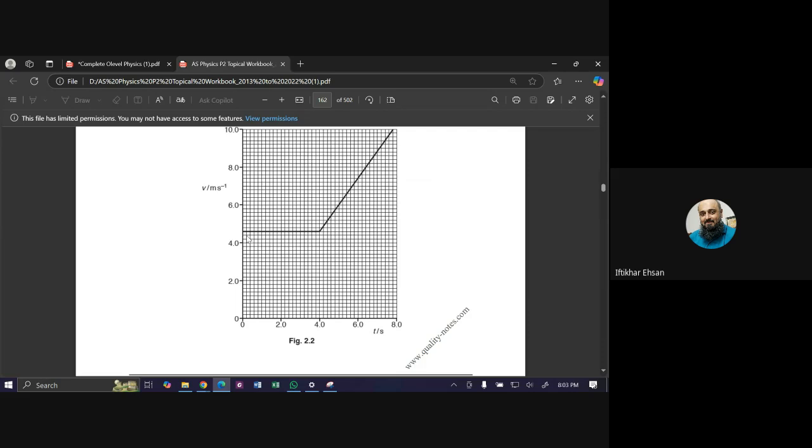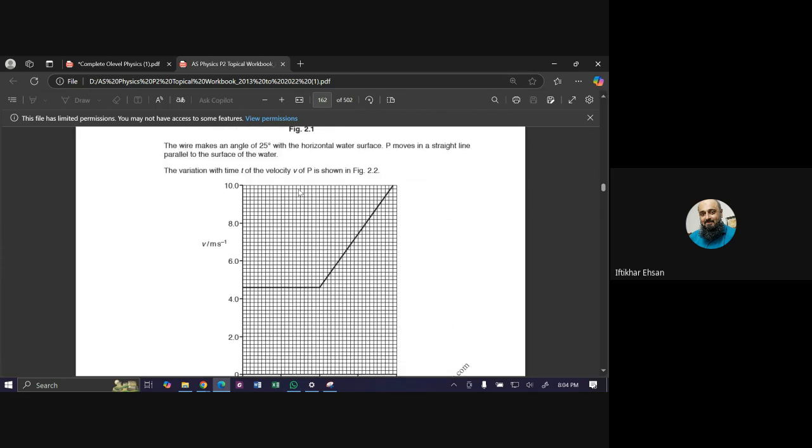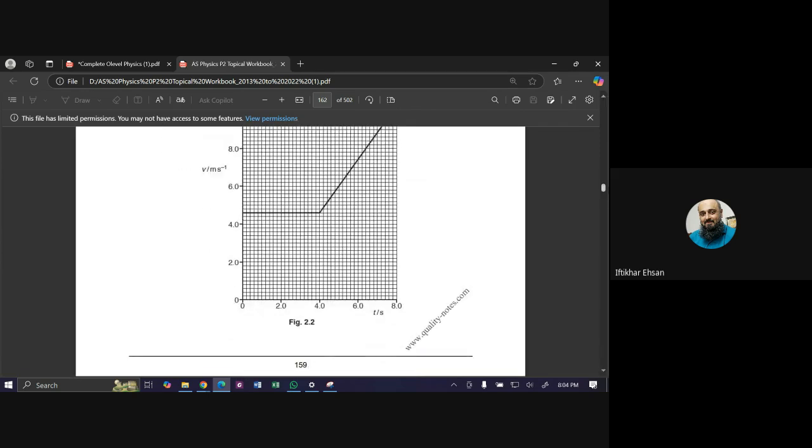Yes, initially at 0 time, it has a speed of... can you tell me how much it is? 4.6. You will use the formula half m v squared. Here the speed is 4.6, and at 7 seconds we need to calculate it. It will be somewhere around 8 point something. So you use this half m v squared. Nothing special.